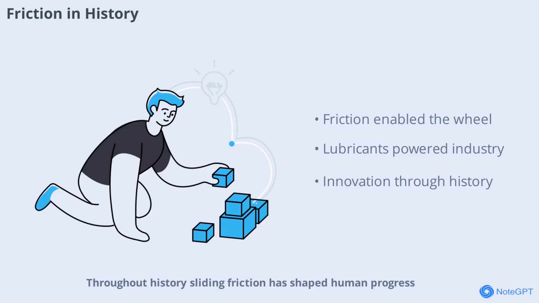Throughout history, sliding friction has shaped human progress. From the invention of the wheel to the development of modern machines, controlling friction has enabled new technologies. Ancient builders used friction to move stones, while inventors created lubricants to power the Industrial Revolution. The story of friction is the story of innovation.